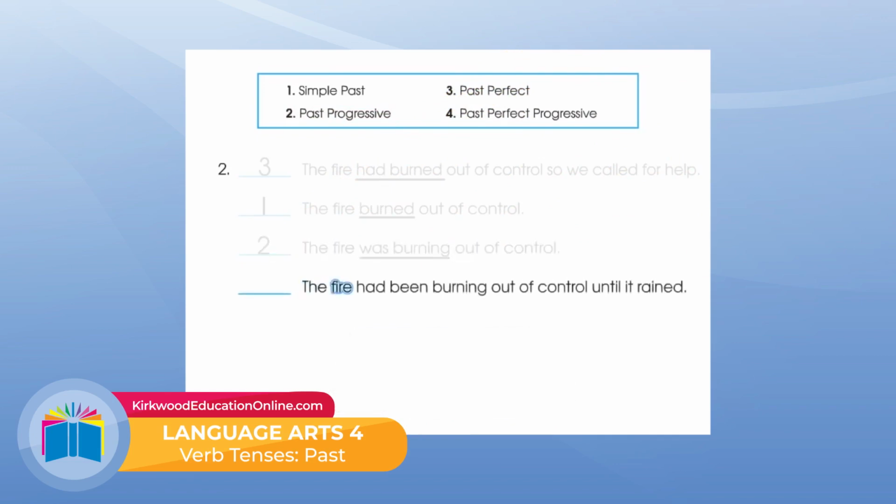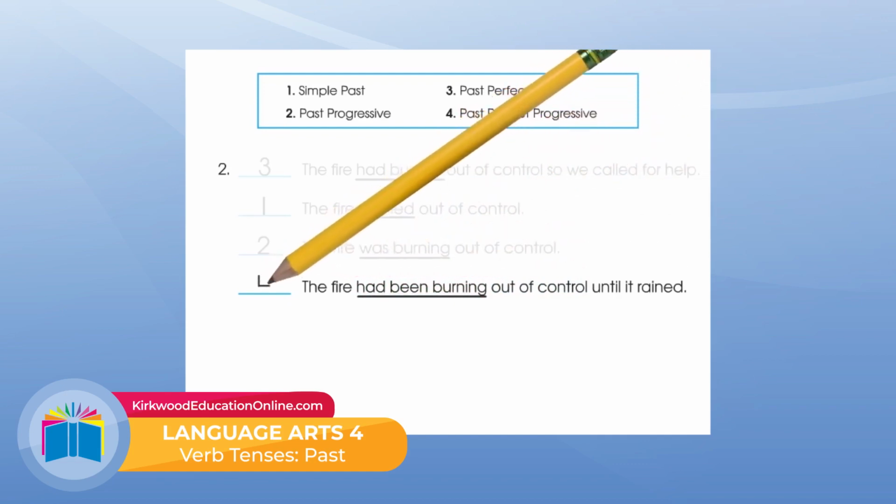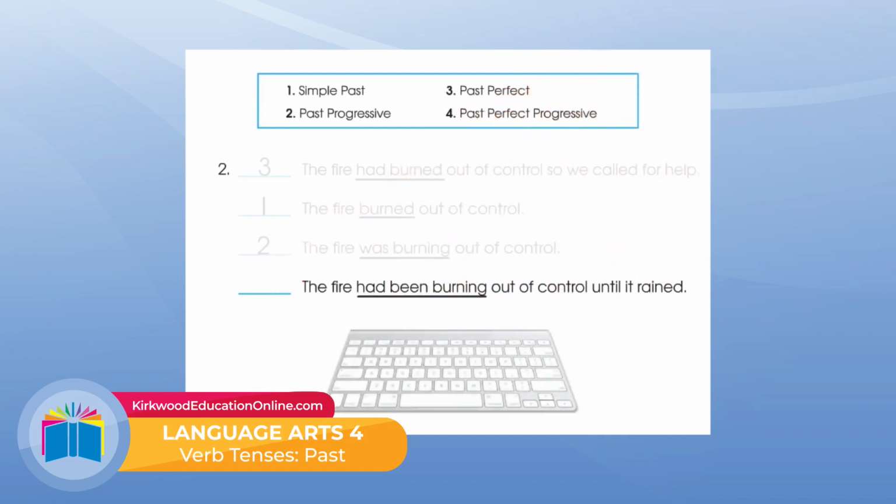The last sentence, the fire had been burning out of control until it rained. Well, had been burning out of control. Past perfect progressive. And anytime you have have been or had been, that's an indication that it's past perfect progressive. So number 4 is written on the line and then typed on your computer.